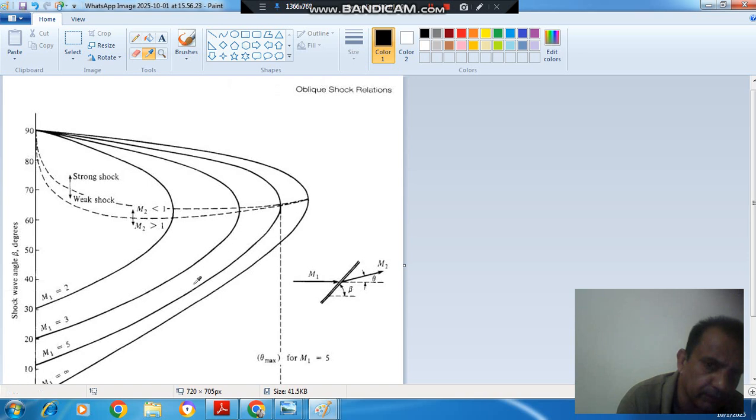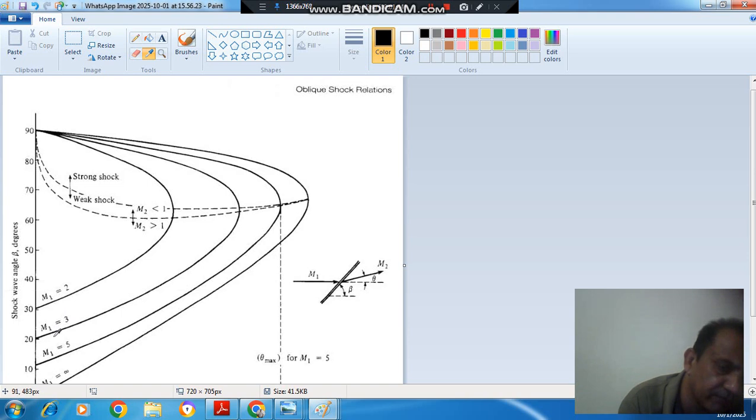If we want to recall what M1, theta and beta are: this is your M1, the upstream Mach number, this is your beta, the oblique shock wave angle, this is your theta, the deflection angle, and M2 is the downstream Mach number. For this M1, this is the curve on the theta-beta diagram. Theta is the horizontal coordinate, beta is the vertical coordinate.